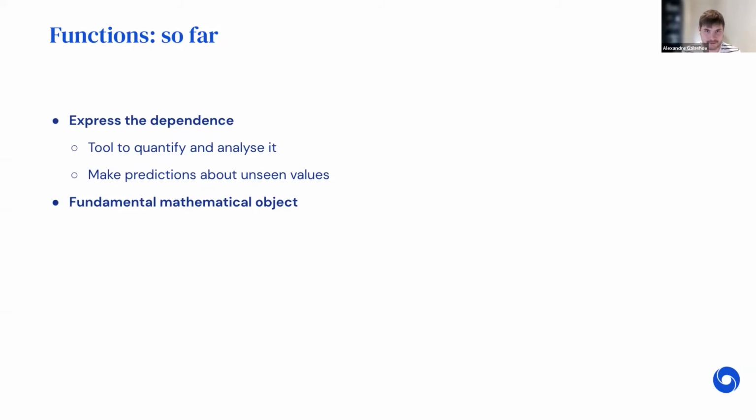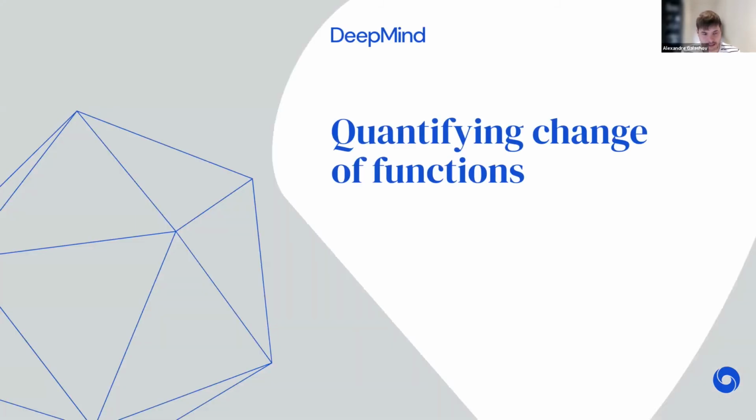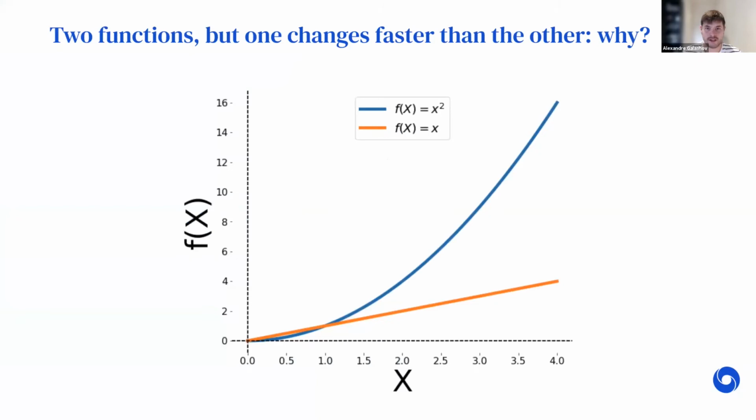Now that we have functions, let's study the following topic. If we have functions, can we quantify how a function changes? Later on, I will explain why we need that in terms of solving an applied problem, but right now let's just look into this question. Let's look at these two functions. Here, the blue line corresponds to the quadratic function, x squared, and the orange line corresponds to the linear function. So we have these two graphs.